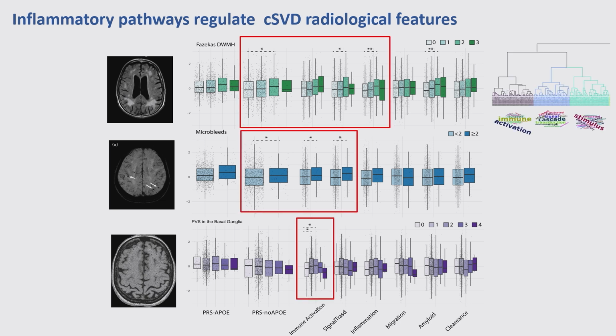What we found was that mostly the first 3 pathways, so the ones that were on the inflammatory side of things, so the immune activation, you can see the signal transduction a lot, but also the inflammatory pathways, were determining higher scores in all these markers. So meaning that inflammatory pathways might regulate the presence of cerebral small vessel disease radiological features in this case.